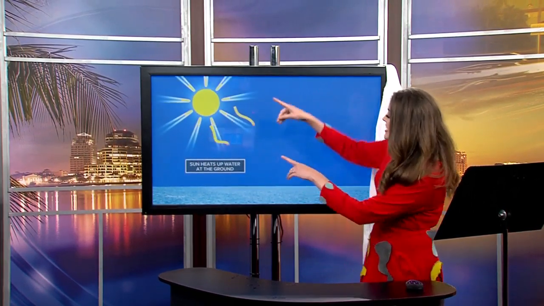So let's talk about how does a cloud even form? Well, it all starts with the sun and water at the ground. So things like oceans, rivers, lakes, even a puddle. The sun heats up that water at the ground, and that water turns into a gas we call water vapor. And this air, because it's lighter than the surrounding air, starts to rise up. So does anybody want to guess what that's called? Evaporation. Good job. So that's one part of the water cycle.